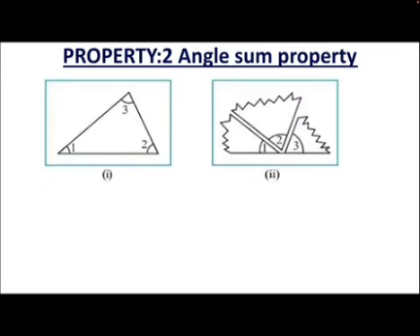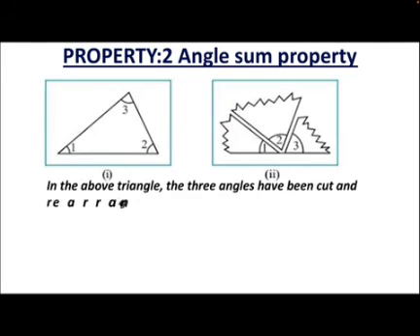Property 2, angle sum property. What is angle sum property? Very simple. In your lower classes, that is in 6th, you have learned that a triangle has 3 angles, and the sum of these 3 angles will definitely be equal to 180 degrees, whatever may be the type of the triangle. That is the next property.